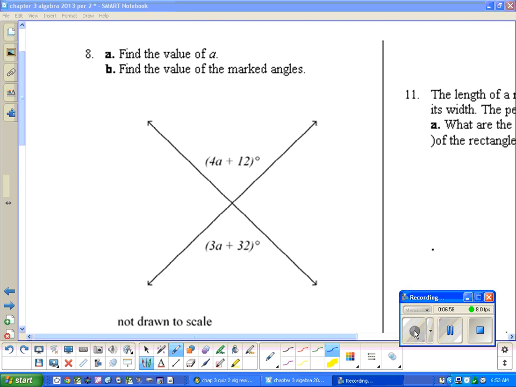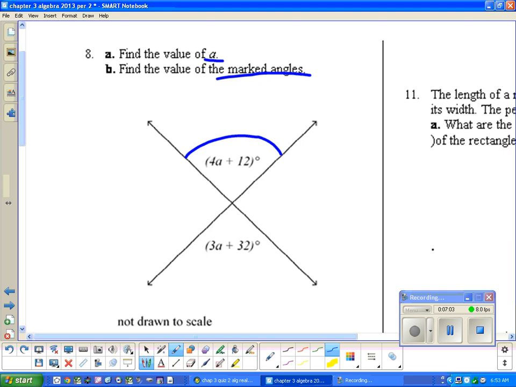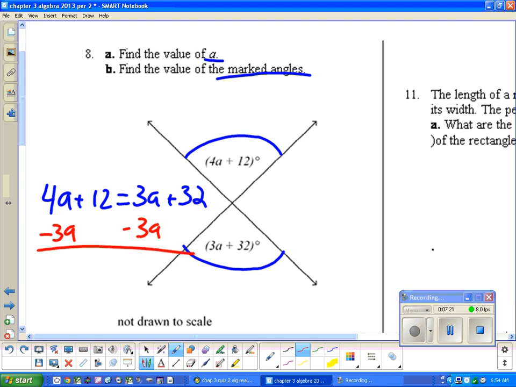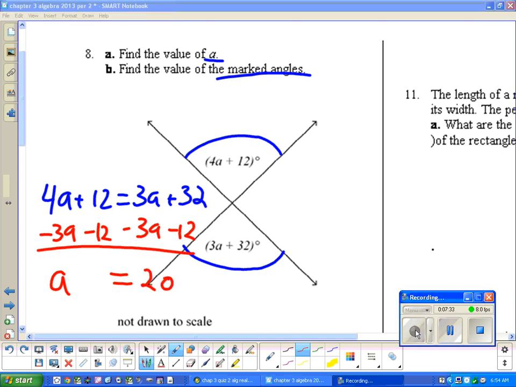Next question, number 8. Find the value of A, and then find the marked angles. So we know that these are vertical angles or opposite angles, and they are equal to each other. So we set them equal to each other, and we solve for A. I'm going to pick a side. I'm going to bring A over to the left side. And at the same time, I'm going to subtract 12. And we subtract, and we get A equals 32 minus 12. Okay, we get A equals 20.